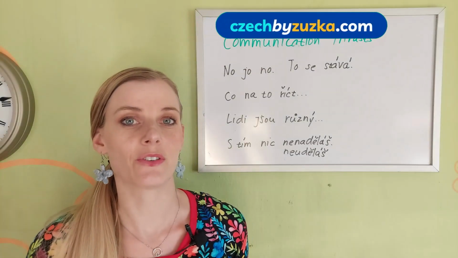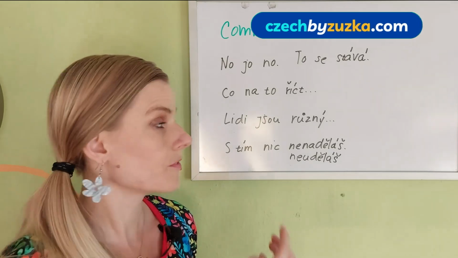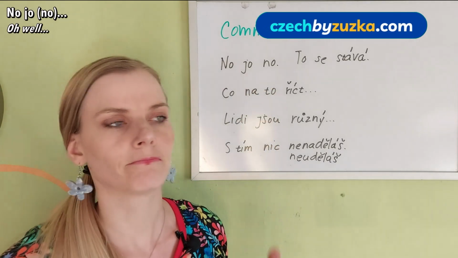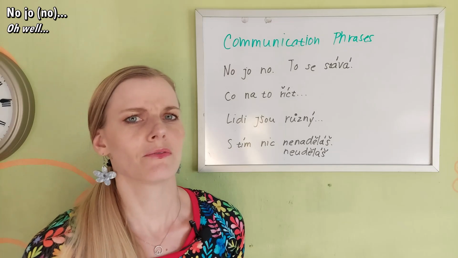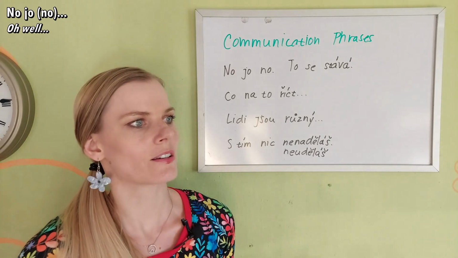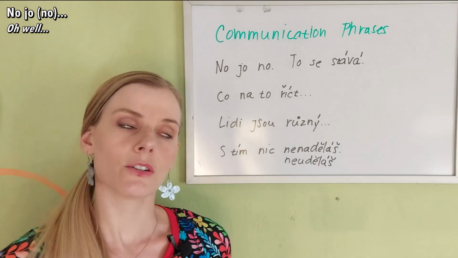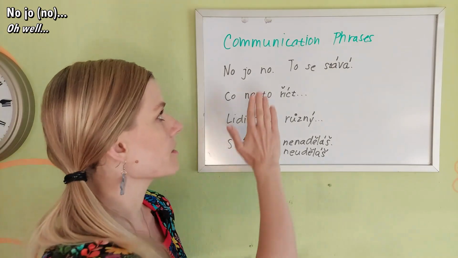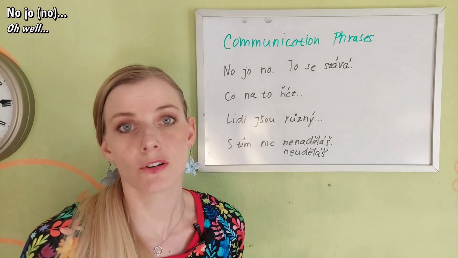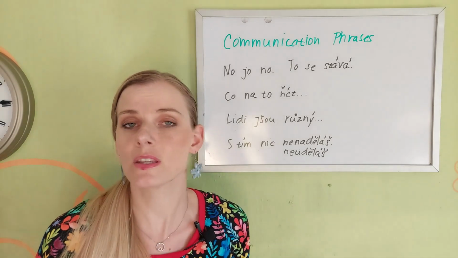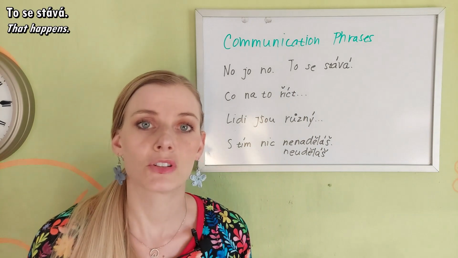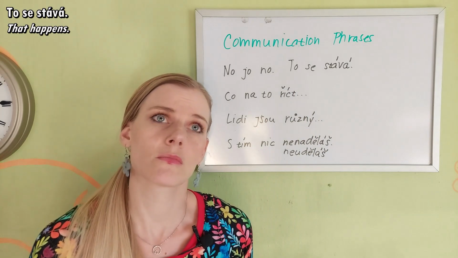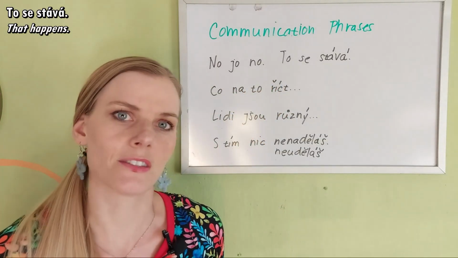Let's take a look at the first half. The first phrase is no jo no. No jo no means oh well or yeah well. Doesn't really mean anything. It's like a sigh. You say no jo no. Sometimes you can even hear no jo. And often you add something else. For example, to se stává. To se stává. That happens. No jo no. To se stává.